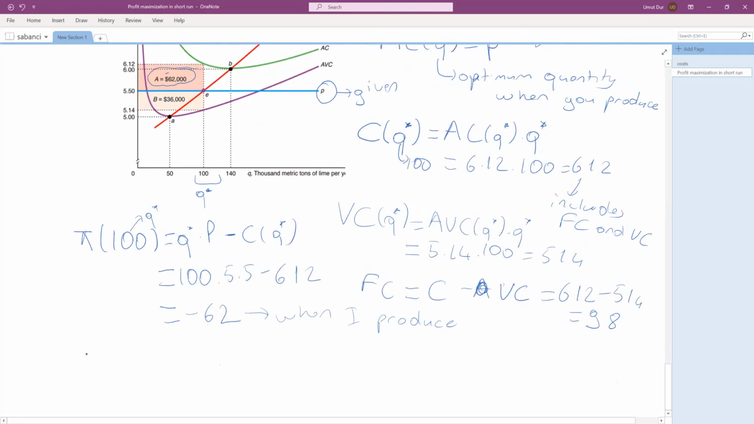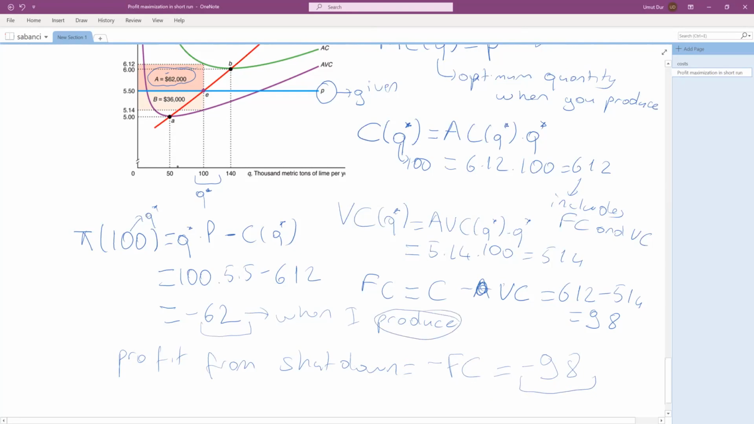So what is my profit from shutdown? What happens if I shut down? It is minus fixed cost, which is minus 98. Okay, since my profit from production is greater than my profit from shutdown, I decide to produce.